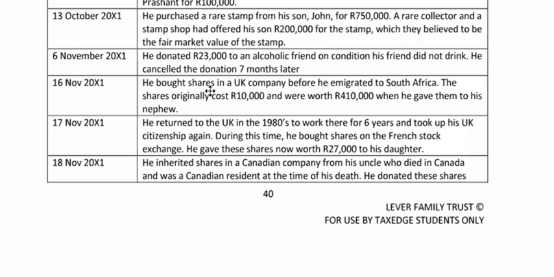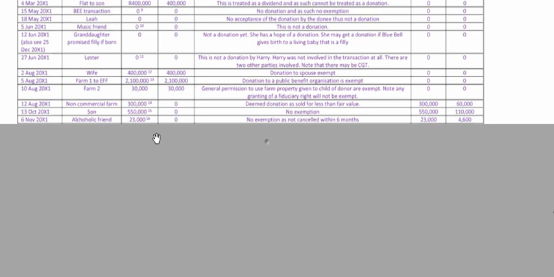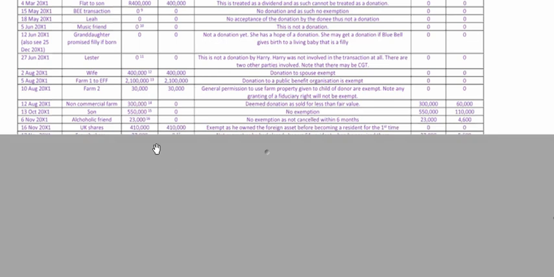He bought shares in a UK company before he immigrated to South Africa. So any asset he owned prior to coming to South Africa will be exempt if he donates it to someone else. It says the shares originally cost 10,000 Rand and were worth 410 when he gave them to his nephew. So, because he owned it prior to becoming resident for the first time, all 410,000 Rand is exempt. Okay, 0, 0.